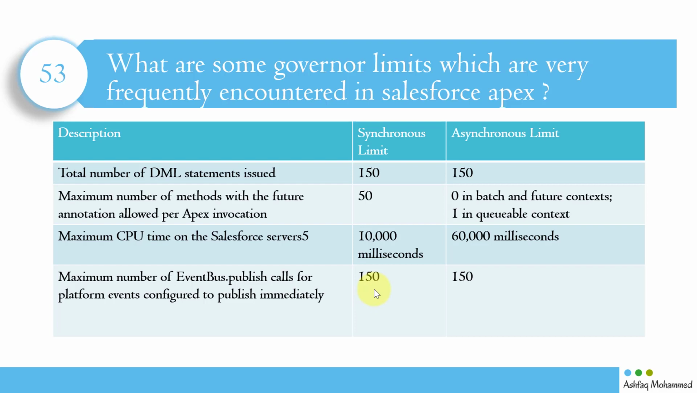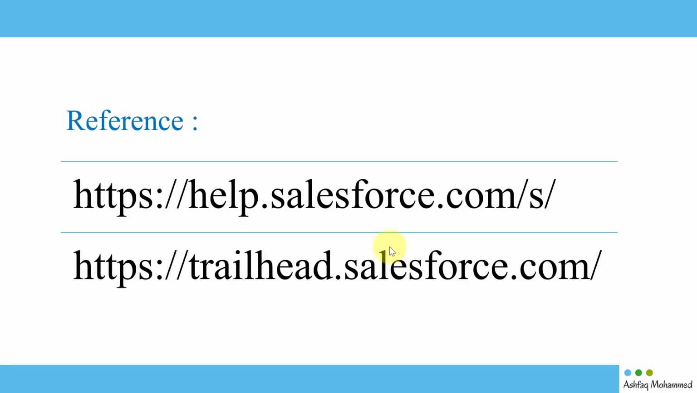So these are all the governor limits we come across. Go through it thoroughly. Try to repeat these 50 questions, question number 53, many times, because if the interviewer starts asking you governor limit questions, you should be able to answer if you go through this. So that's it for today. As I said, for your references, just go to help.salesforce.com and search whatever you want. Search from these sites first, and then refer to other sites.